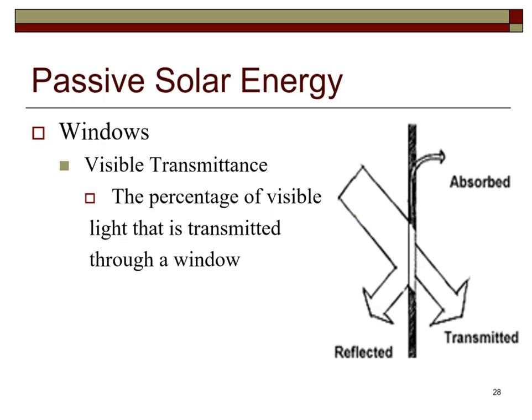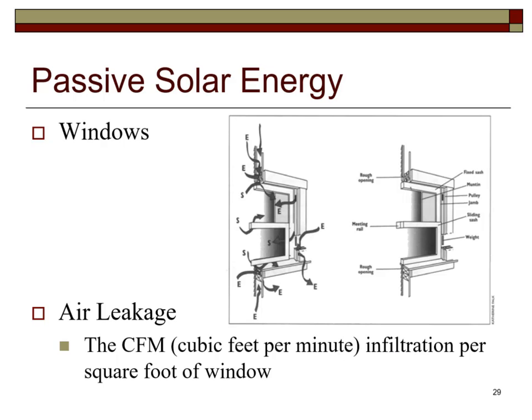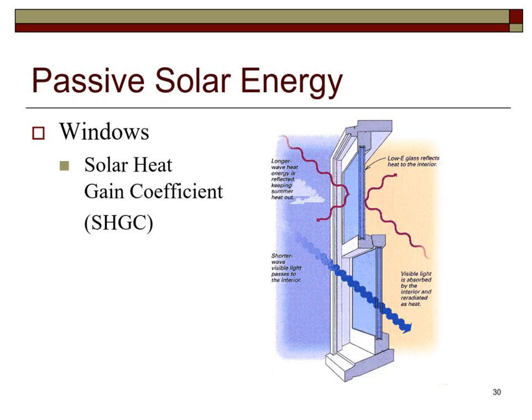Visible transmittance is the percentage of visible light that is transmitted through the window. Air leakage is measured in CFM, cubic feet per minute, of infiltration per square foot of window. This slide depicts solar heat gain coefficient.